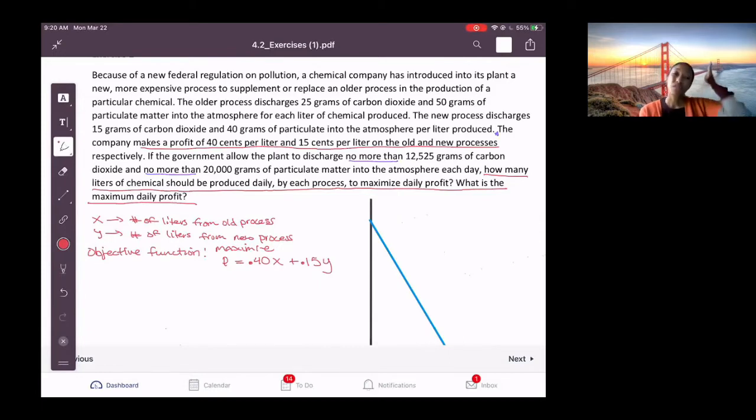All right, so every time I recommend reading the whole problem, go down to the question. The question is where you can figure out what your unknown should be. What are we looking for? How many liters of each chemical we should produce by each process? Boom. What are we trying to maximize or minimize? We're trying to maximize the profit. Boom. That's our objective function. Any questions so far?